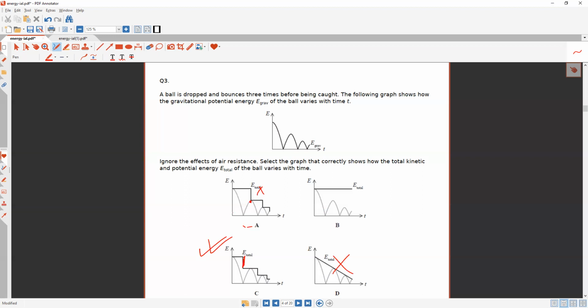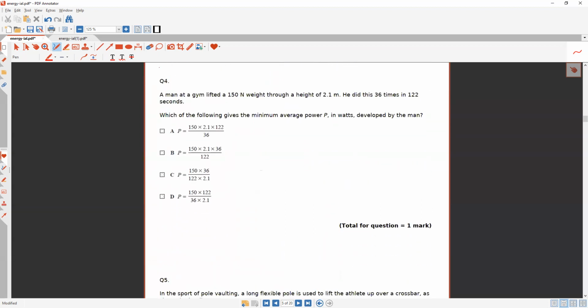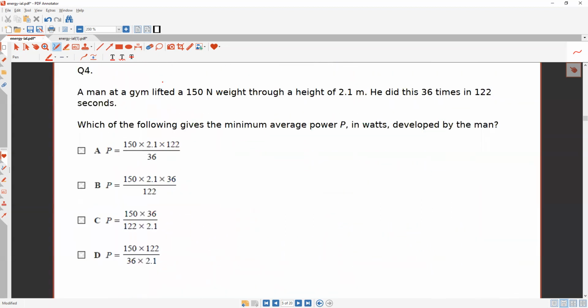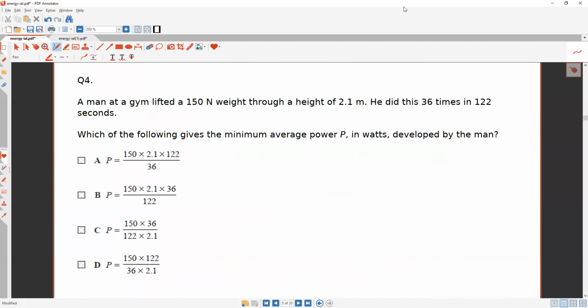Why? While bouncing some energy is lost to the surroundings, that is the reason. So your total energy is also decreasing. Now let's talk about this one. You will do this on your own and tell me. Okay, so let's try this. Question number 4. A man at a gym lifted a 150 Newton weight through a height of 2.1 meters. He did this 36 times. So in 36 times, how much energy did he gain?